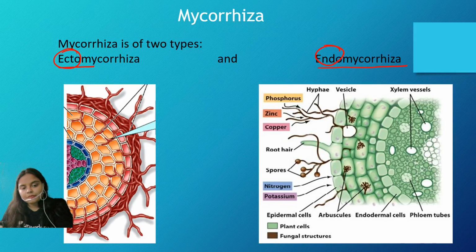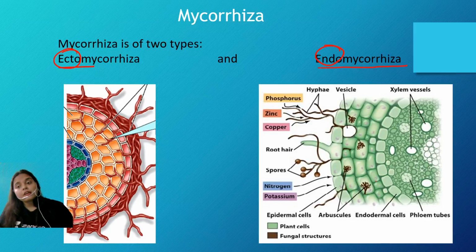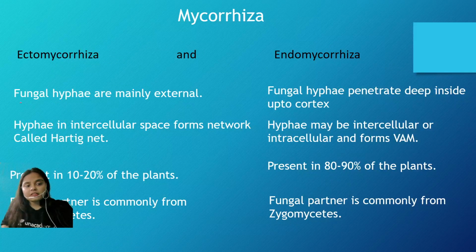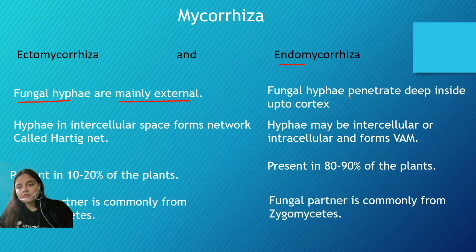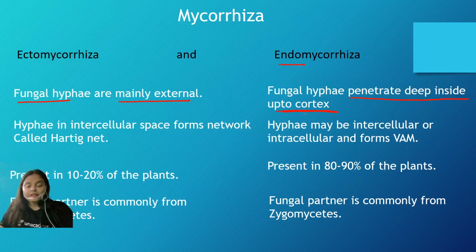are present only on the external part of the root here, as you can see. Whereas in the case of endomycorrhiza, the fungal hyphae penetrate the cells inside, till the cortical region. So in ectomycorrhiza the fungal hyphae are mainly external, whereas in endomycorrhiza they penetrate deep inside, even up to the cortex.